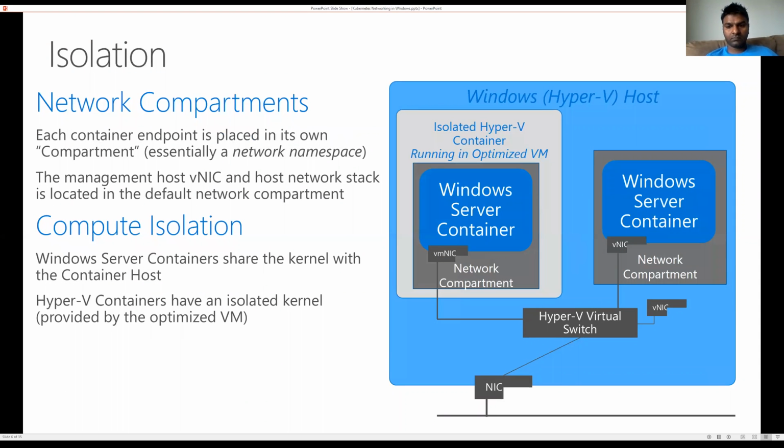As far as isolation is concerned, we have a bunch of different isolation mechanisms. I'll start with the compute side of things. We have two different types of Windows containers. One is Windows Server containers, which share the kernel with the container host itself. The other is Hyper-V containers, which have an isolated kernel and run inside an optimized utility VM to provide that additional isolation. From a networking standpoint, we have the idea of a network compartment, which is very similar to a network namespace. Each time a container endpoint is created and attached to a container, it's placed within its own networking compartment. The host itself has a default compartment where all the host networking stack resides. So we have Hyper-V containers on the left of this picture connecting to a VM NIC, and Windows Server containers on the right.